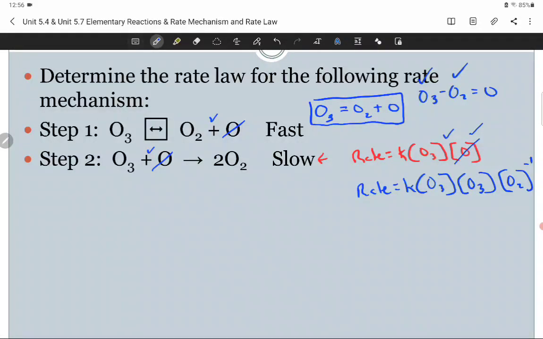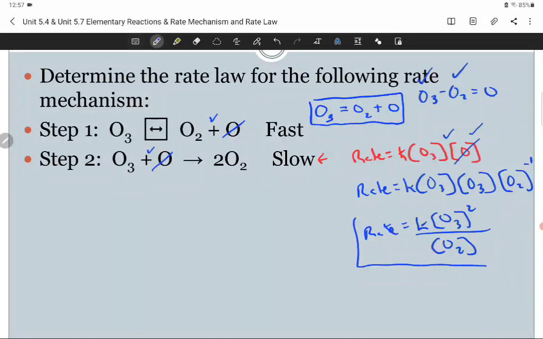And what is negative first really? It's really divided by. And then O3 times O3 would be O3 squared. That's going to be very strange looking compared to many of our other rate laws. By the way, either of these two, this one's not simplified, but it's just as good.